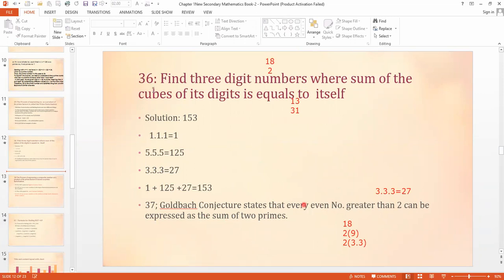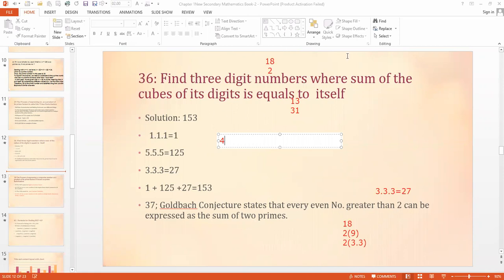Can I explain? Okay, I will explain it to you. They are saying every even number greater than 2. So tell me any even number which is greater than 2, suppose that is 4. They are saying you can express this as the sum of 2 primes.